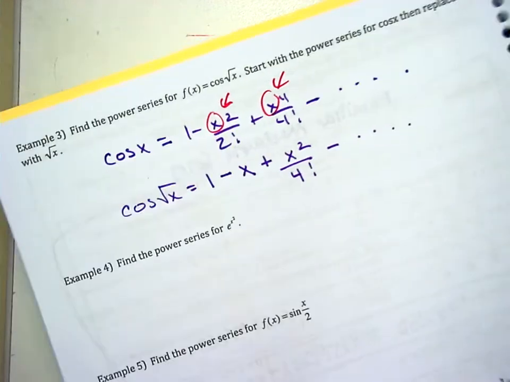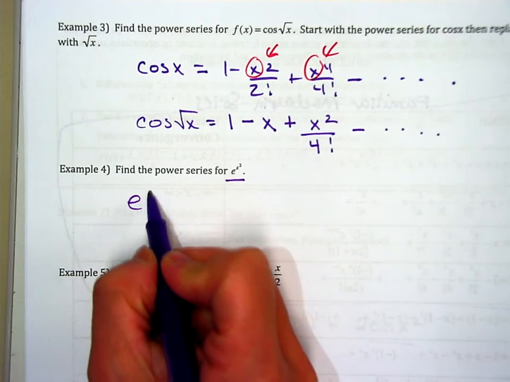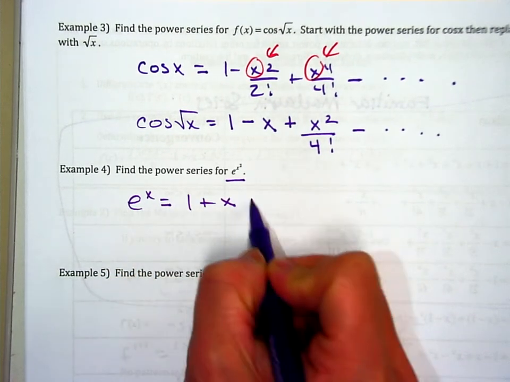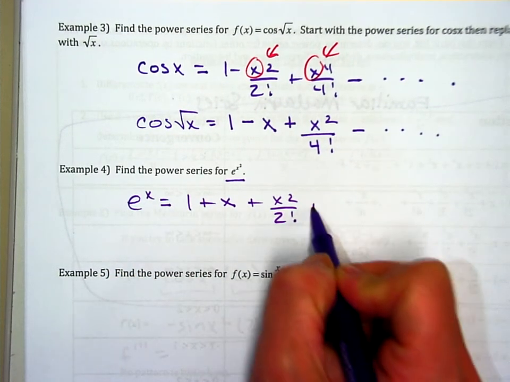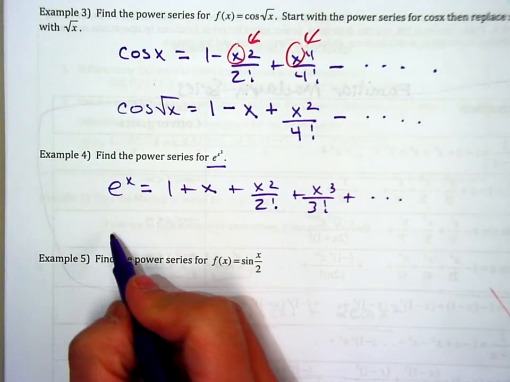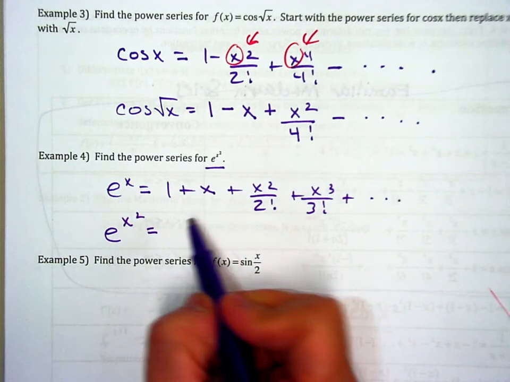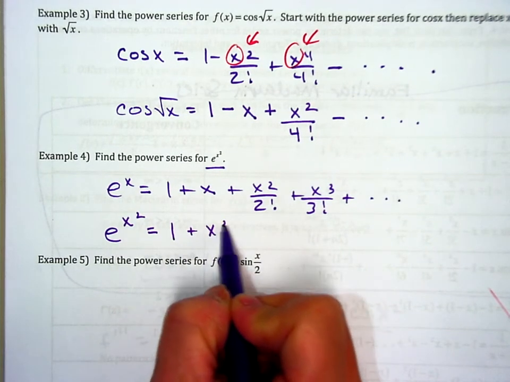Okay, let's try e to the x squared. So again, if I know the series for e to the x, so I know e to the x is something like this. And so the pattern continues. e to the x squared is just replacing x with x squared. So wherever I see an x, I'm going to replace it with x squared.